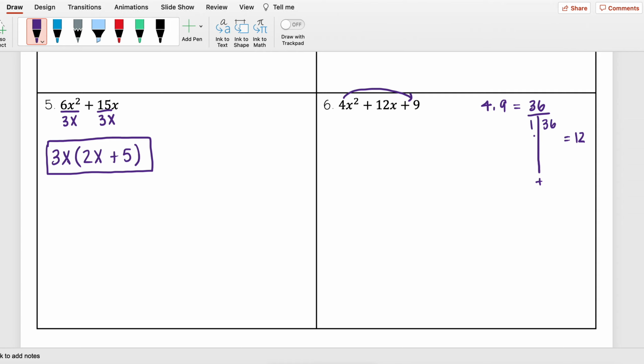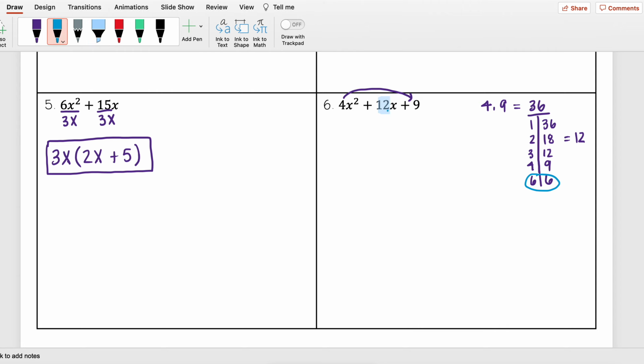1 plus 36 doesn't equal 12, so it's not that. Then I have 2 times 18. Those don't add up to 12. And then I have 3 times 12. Nope. 4 times 9. That doesn't get me 12. And then last I have 6 and 6. And I see that 6 plus 6 does in fact get me to 12.